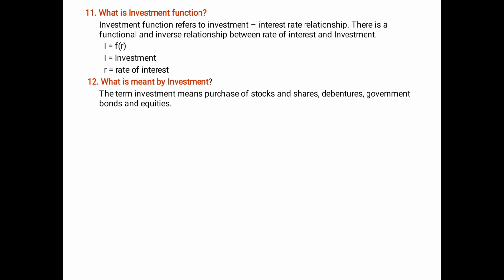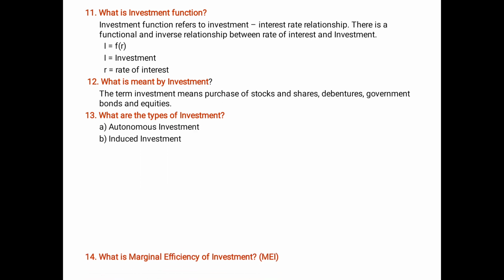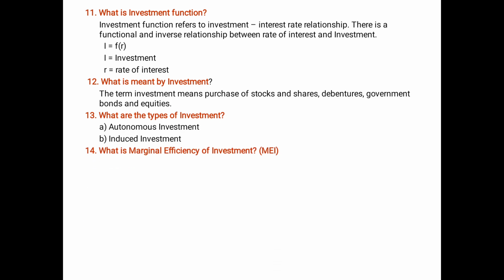So investment doesn't mean that you are only putting in capital. You can buy it in the form of stock, shares, debentures, government bonds. All these are supposed to be investments. What are the different types of investment? You have autonomous investment and induced investment. Autonomous is supposed to be taken from past savings, and induced investment is supposed to be a planned type of investment. What is marginal efficiency of investment?